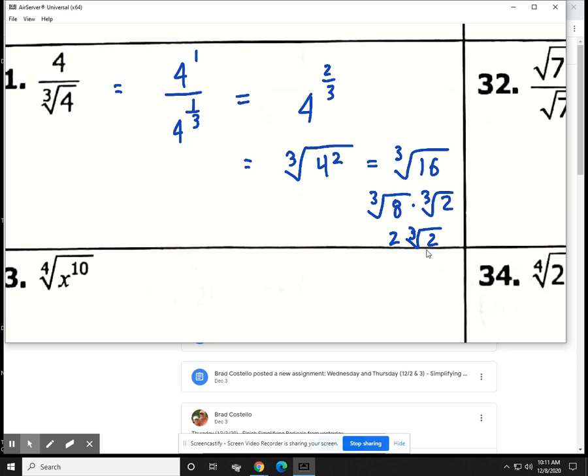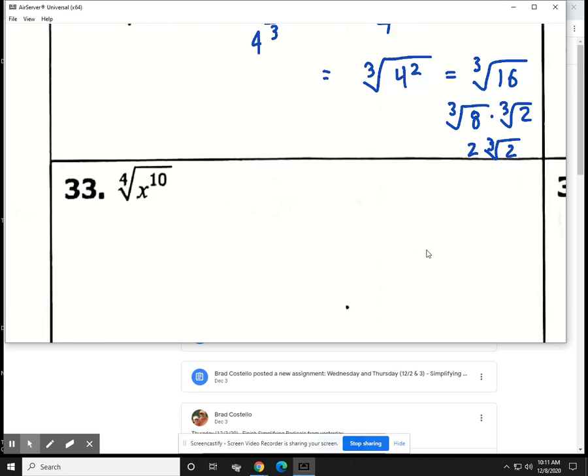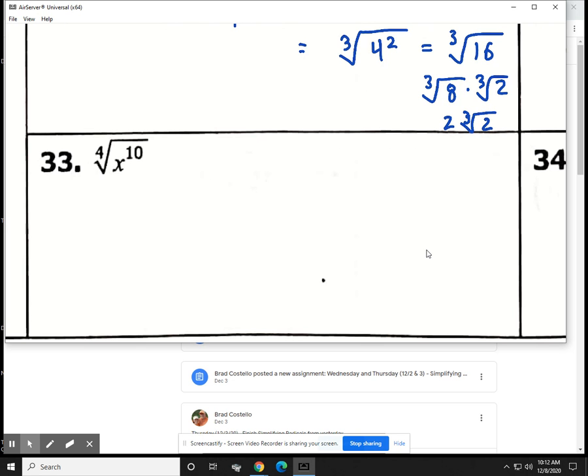All right, let me show you number 33, and then I'm going to go back up to the top. Number 33, let me show you what a lot of people do on this problem. They ask the question, how many times will 4 go into 10? And they start breaking it down like that. But I want you guys to catch something else. What do you notice about both 4 and 10?